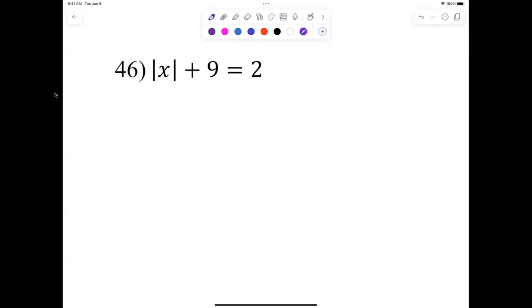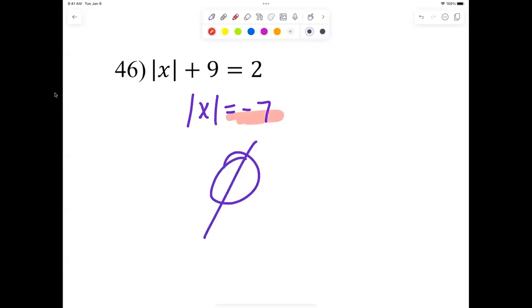Isolate first, subtract 9. So we have absolute value of x equals, somebody tell me. Negative what? Absolute value of x equals negative 7. 2 minus 9 is negative 7. So my answer, of course, now is what? No solution. Your absolute value cannot be equal to a negative. That's why it's no solution.